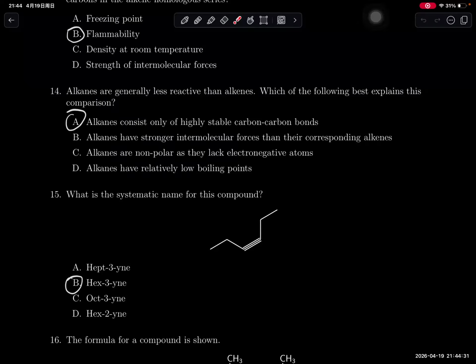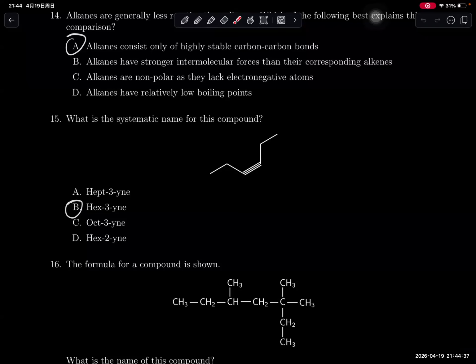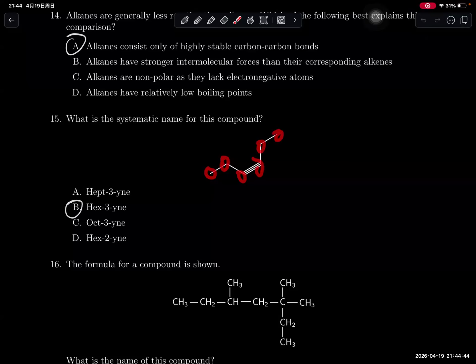Question 15, what is the systematic name for this compound? This is an alkyne, and the triple bond occurs at the center, so it will be hex-3-yne, right? In total 6 carbons: 1, 2, 3, 4, 5, 6.